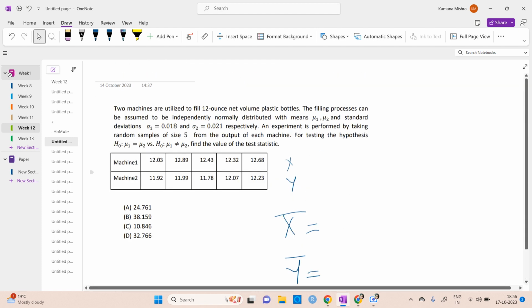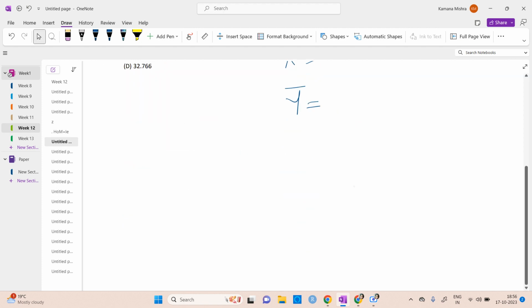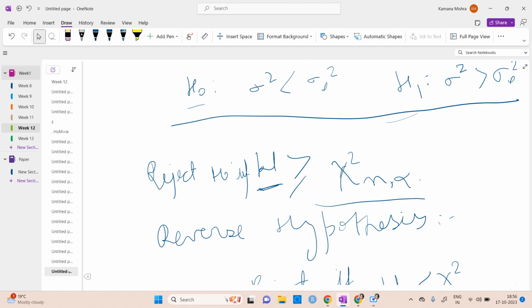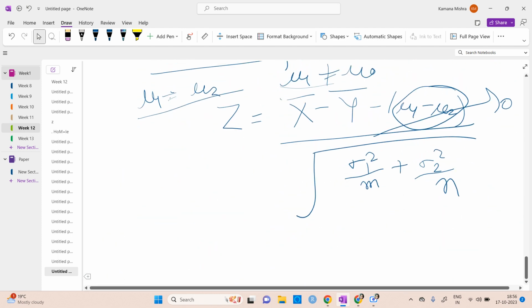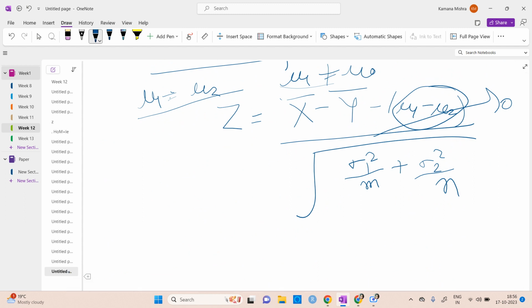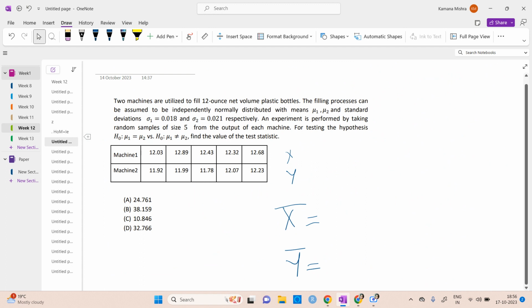Okay, so this is a two-sample problem, as you can see. So H naught is mu1 equal to mu2. So for Z in a two-sample problem, what we do is, under H naught the difference of means is 0, so we take x bar minus y bar divided by the square root of sigma 1 square by m plus sigma 2 square by n, right? And m and n are also the same, so that we can take out.